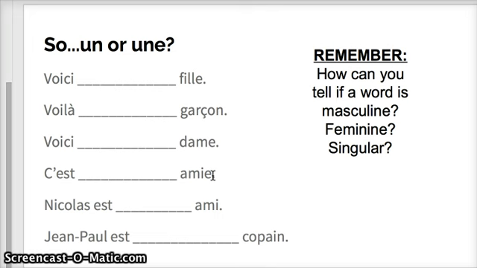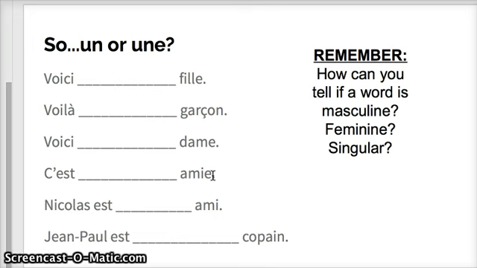So remember, how can you tell if a word is masculine, feminine, or singular? Masculine, pretty easy, masculine, feminine. If it has an E on the end, it's most likely going to be feminine. They don't always follow that rule, but that's a general, probably 97, 98% of your words that end in E are feminine. Every once in a while, you'll have a trickster in there.